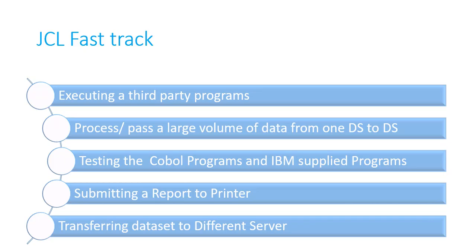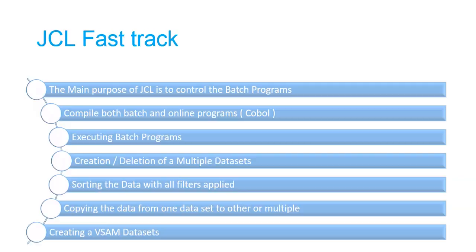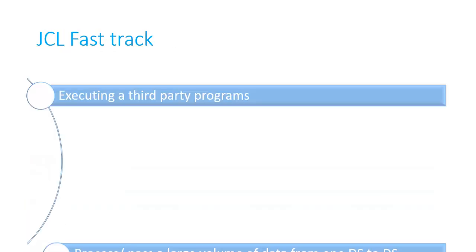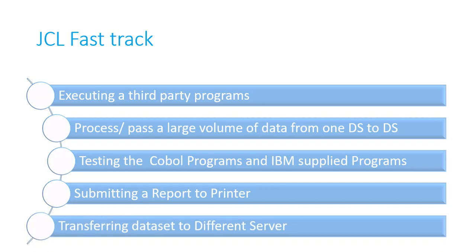or the printer, or transmitting from one system to another system, that is from mainframe to Windows server or mainframe to Unix server. So these are the different purposes, and also you can compile both batch and online programs, and you can execute the batch programs, create or delete multiple data sets, or sort the data with all applied filters, copy the data set from one data set to multiple data sets, and also you can create the test data sets, right? So these are the different things that JCL can do.